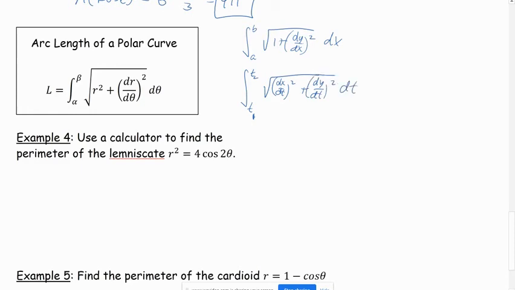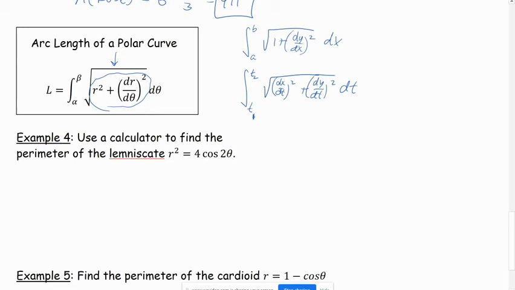And so now we have a similar formula for arc length using polar curves. So it's the integral of the square root of r squared plus dr d theta squared d theta. And most of these expressions are going to be pretty difficult to integrate by hand, so we will use a calculator some of the time, depending on what our functions are.